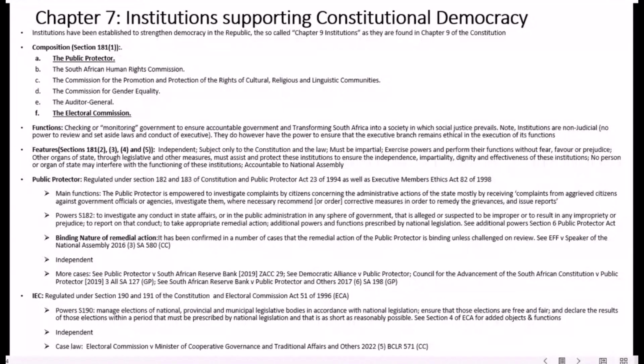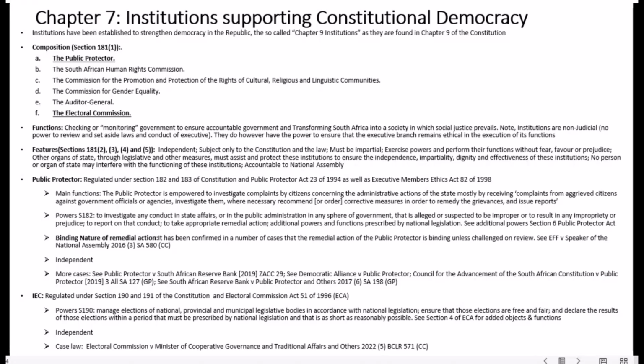And then we also know that the Public Protector is independent, meaning they had to exercise their functions independently. And then you can also have a look at these additional cases just in respect of the role, the powers, the limitations of the Public Protector.